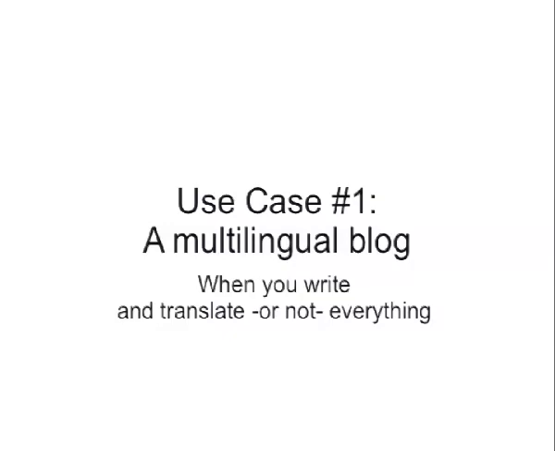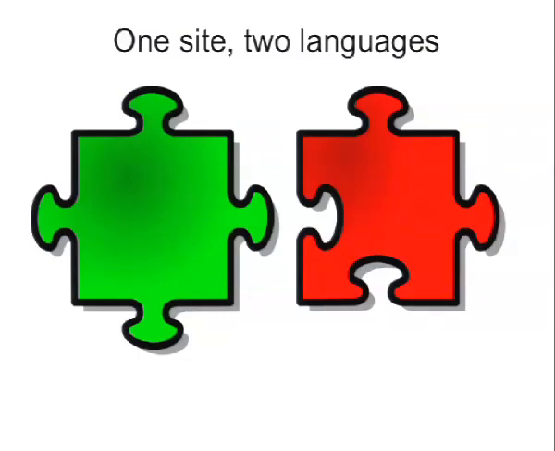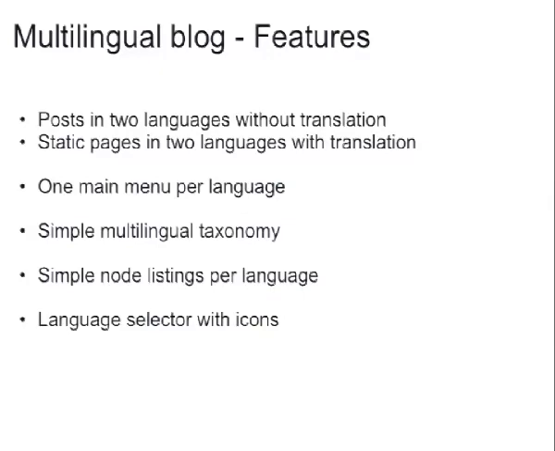The idea of this is we have basically one site with content in two languages, and we need to somehow make it fit and link it together. So it should be a very, very simple website, just a blog with two languages. We have some posts that we want to have translated. We might want other posts that we don't need to translate. We have some simple taxonomy. We have some simple listings that just display the content in the current language. We have a simple language selector with links.